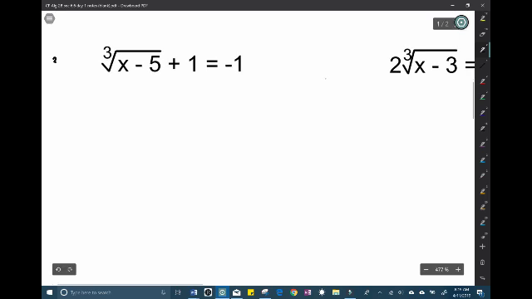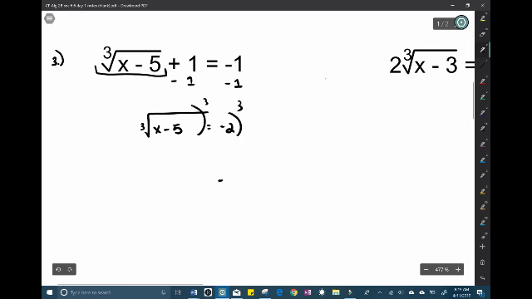So for example 3 here. First idea, isolate the radical. This is what we want by itself, which means we need to subtract a 1. That gives us negative 2 is equal to the cubic root of x minus 5. Then we'll raise each to the third power. Negative 2 to the third is negative 8. You have x minus 5. We'll add 5 over. X is equal to negative 3.